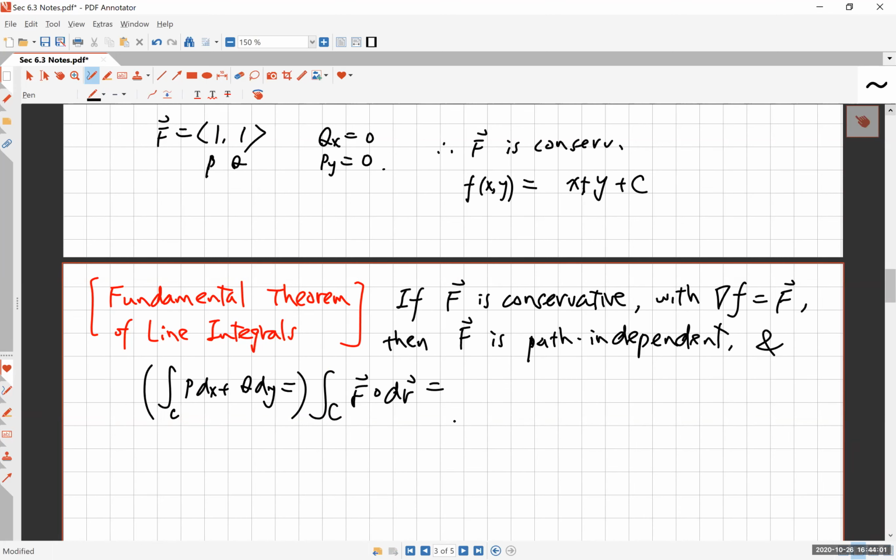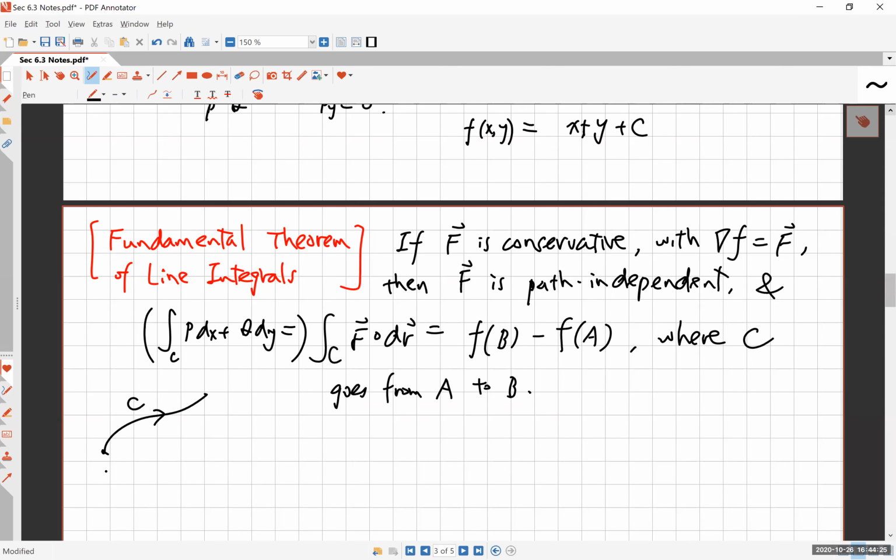Remember, it's independent of path, and it is f of B minus f of A, where the curve C goes from the point A to point B. So imagine we have this curve C, which goes from A to B. Then this integral, as long as F is a conservative vector field, as long as C goes from A to B in any way, this way, maybe this way, whatever way, you go from A to B along a continuous curve C, the work integral would be the same, independent of the path.